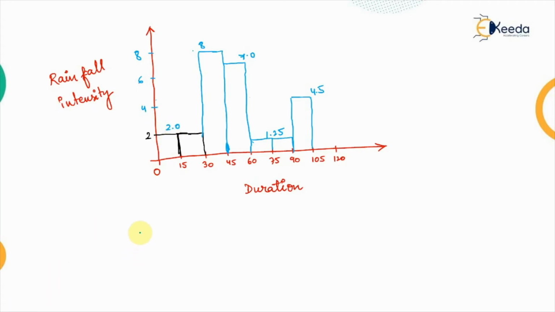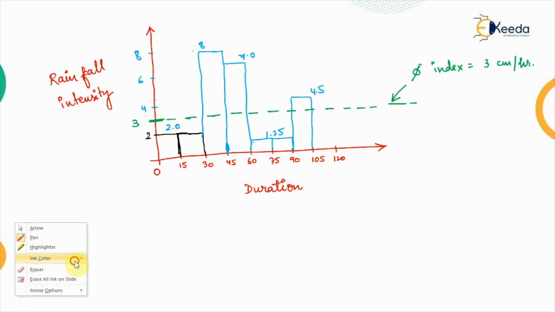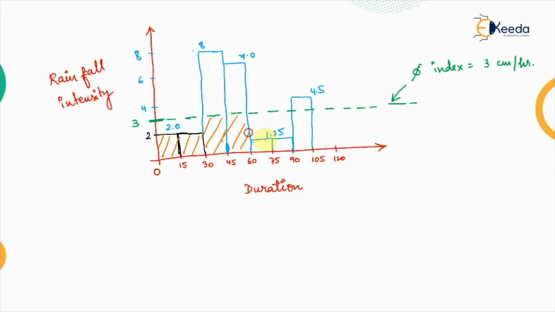Now what we are going to utilize is the given phi index value. The phi index, which is the infiltration loss, is given as 3 centimeter per hour. So we will mark 3 centimeter per hour, and corresponding to it we will draw a line parallel to the x-axis, representing the phi index. This value indicates that any rainfall below 3 centimeter per hour will be completely infiltrated.